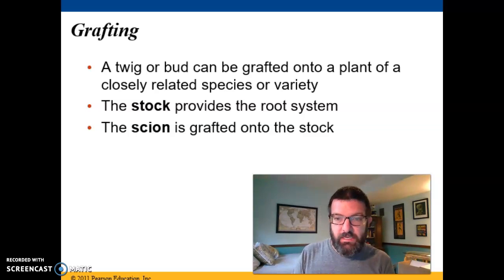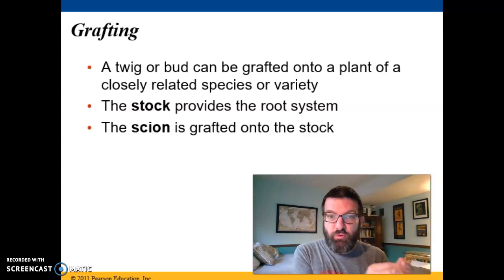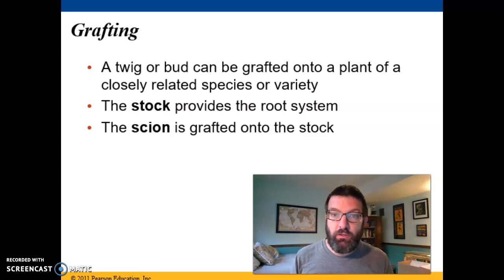Grafting is where you can take a twig or a bud and you can cut it off and graft it onto a closely related species or a closely related variety. And the stalk is providing the root system. That's what you're grafting it onto. The scion is what you're grafting onto the stalk. This is where all of our apples come from.